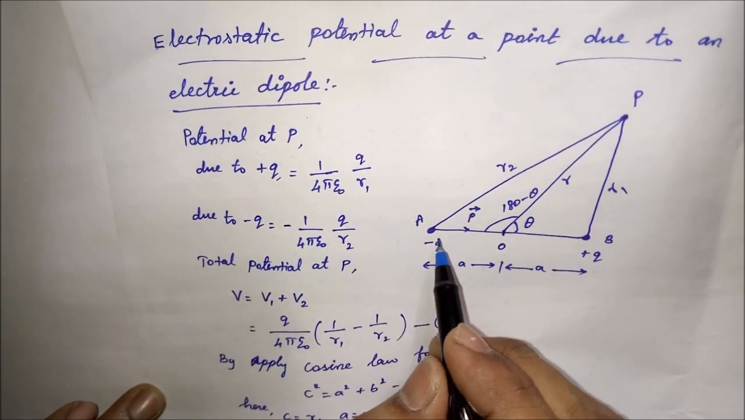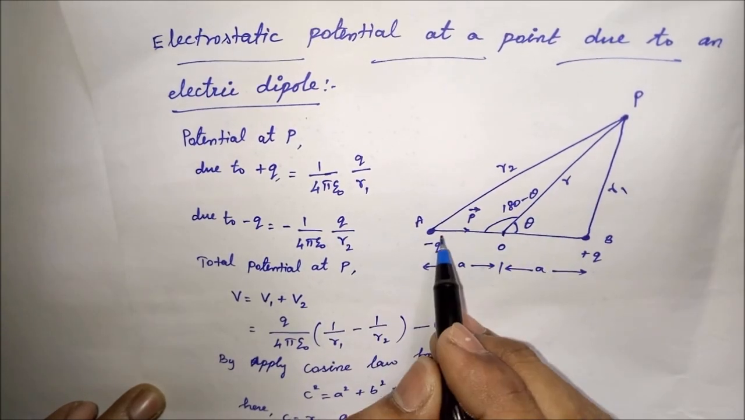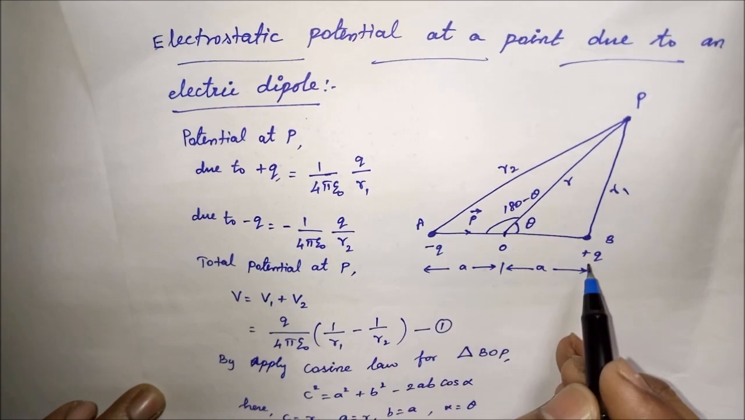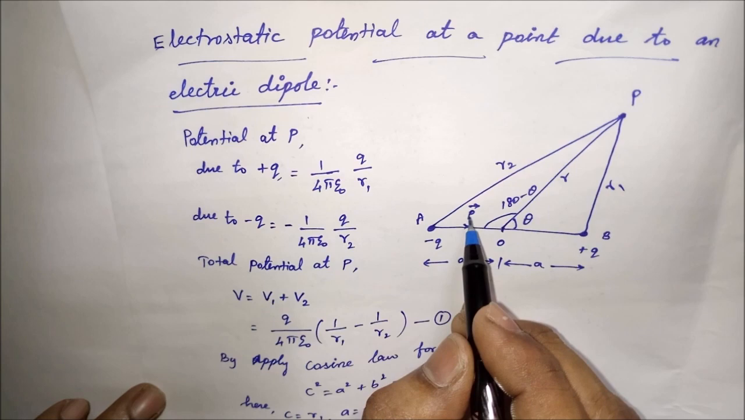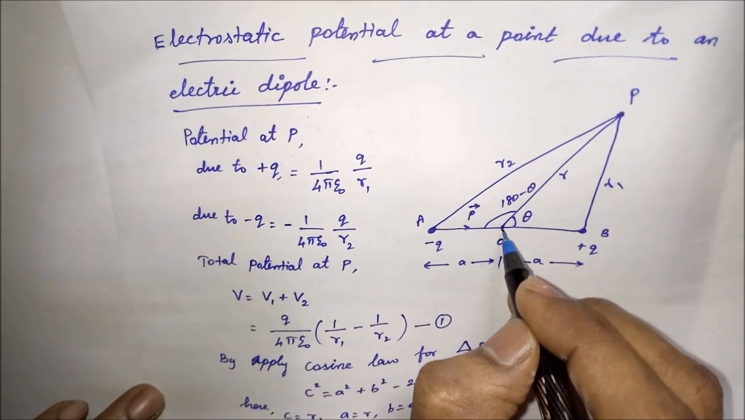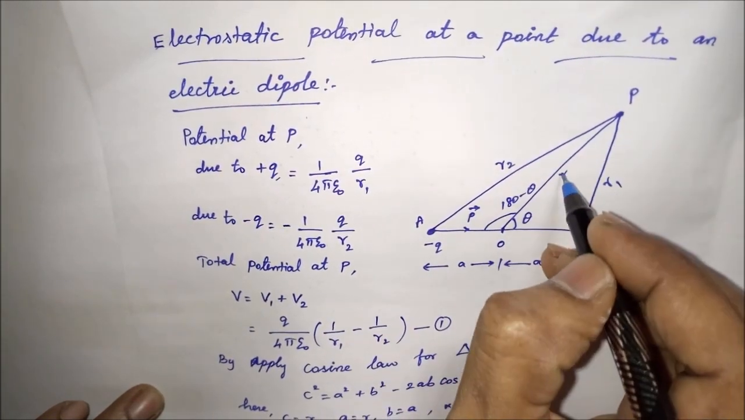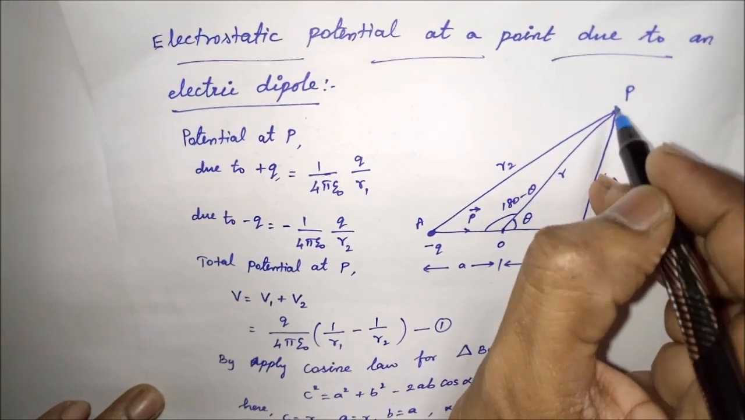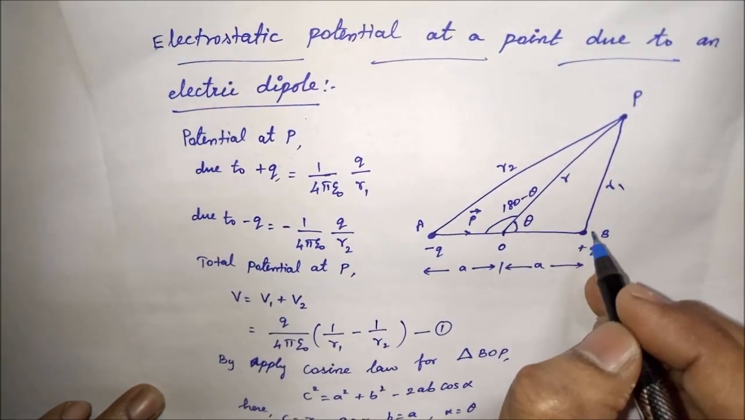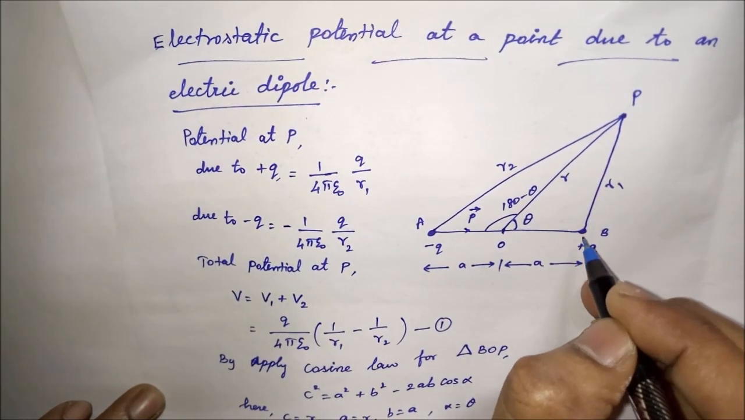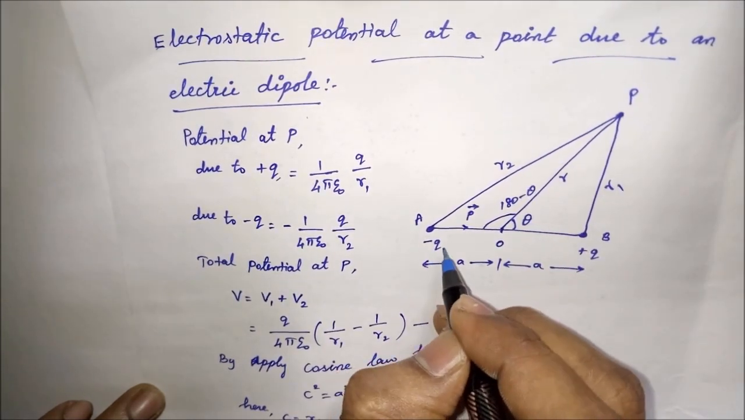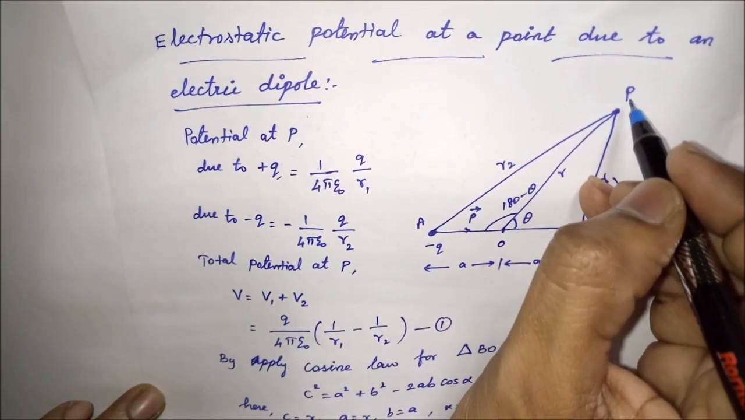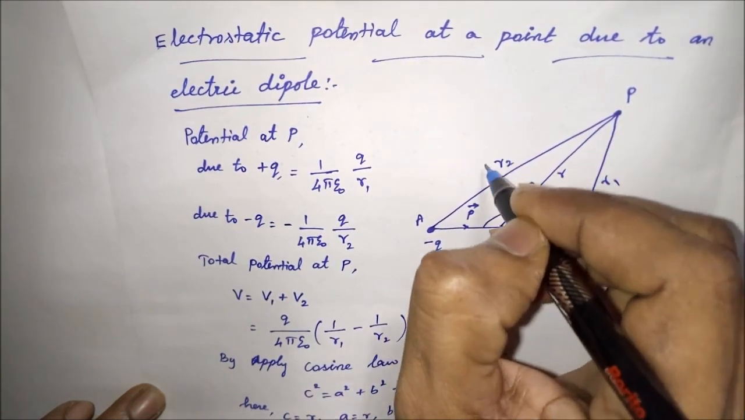As we know, the dipole moment always acts from the negative charge to the positive charge, and it is denoted by the vector P. From the midpoint, at a distance r, we consider an external point P. From the positive charge the external point is at distance r1, and from the negative charge it is at distance r2.